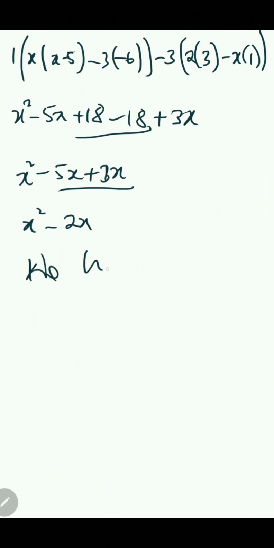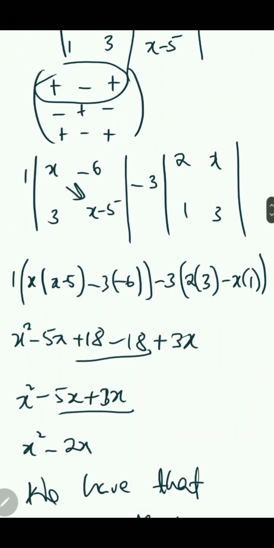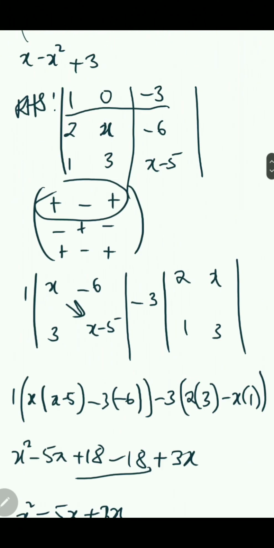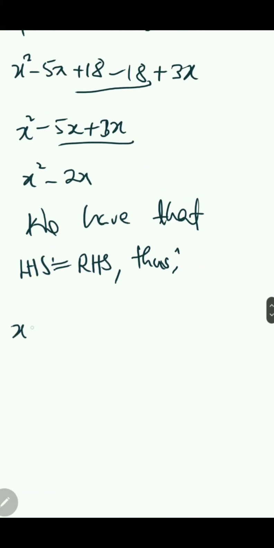We now equate the left hand side with the right hand side. For the left hand side we have x minus x squared plus 3, which is equal to x squared minus 2x.